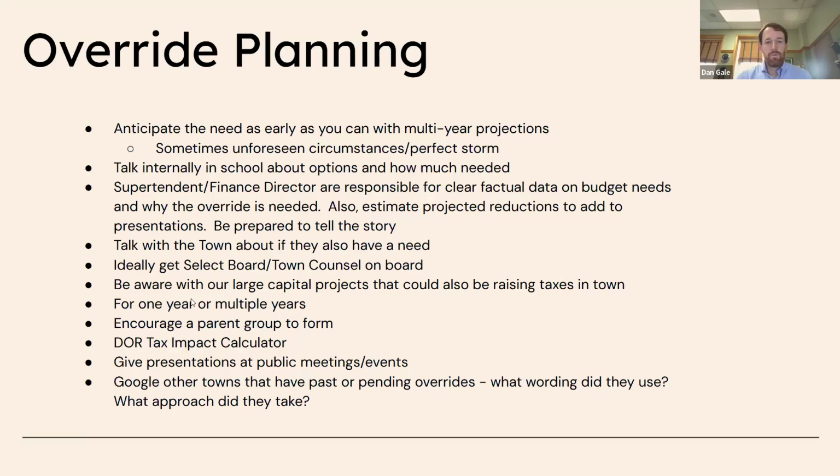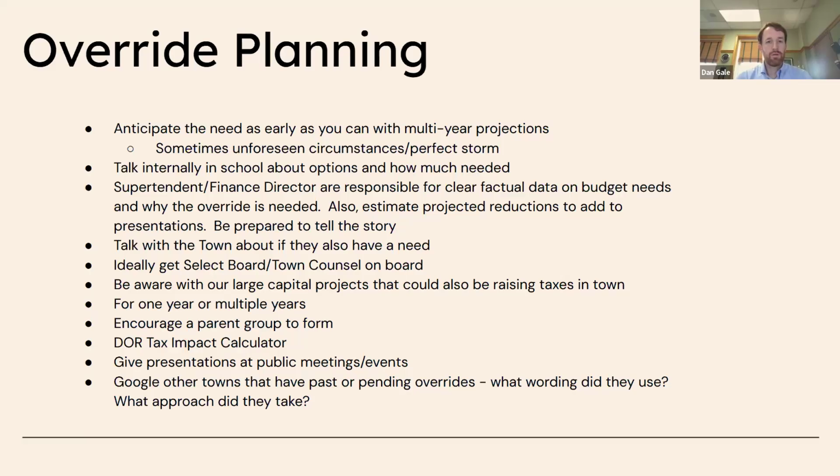You have to decide if you want to do a 1 year override or multi-year. I think ideally, a 3 to 5 year override, enough money to get you through, so you don't want to have to be going out for an override every year. And definitely encourage a parent group to form.